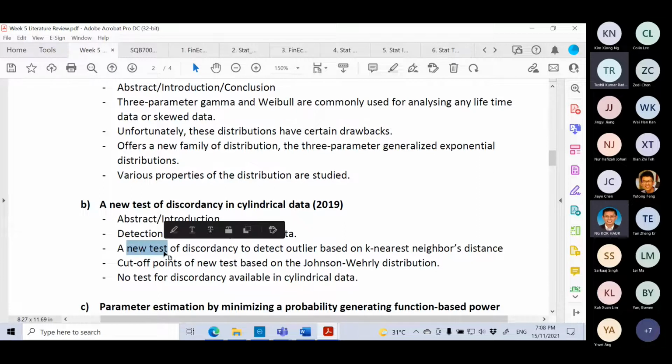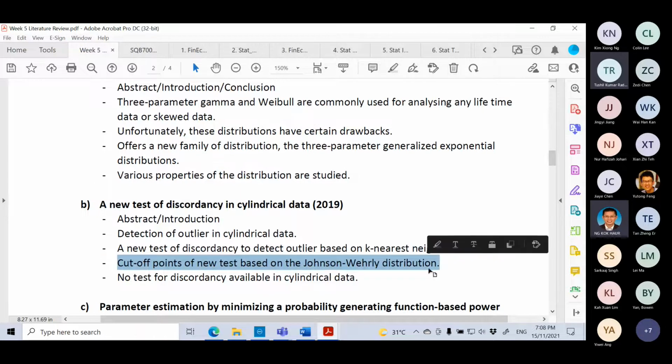The new test also must have a cutoff point, to decide whether you reject the null hypothesis or do not reject the null hypothesis. But the cutoff point for the new test that this author proposed is based on the Johnson and Wehrly distribution. So the cutoff point you can use is only for this particular distribution.